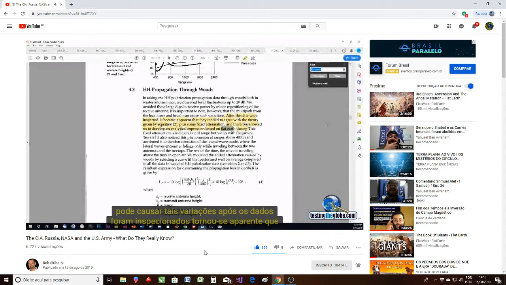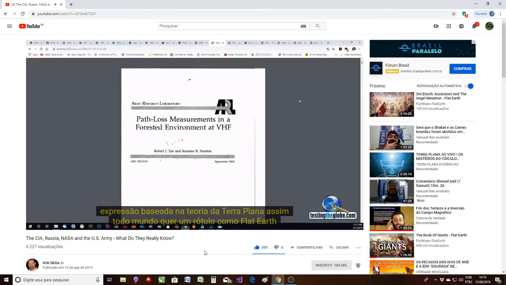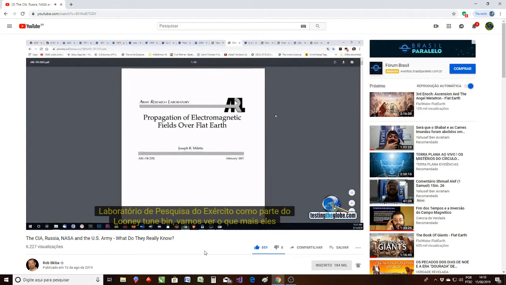After the data were inspected, it became apparent that they tended to agree with the theory given by equation 2 plus some fixed attenuation, and therefore allowed us to develop an analytical expression based on flat earth theory. I'll read that again. Therefore allowed us to develop an analytical expression based on flat earth theory. So everybody who wants to label us flat earthers crazy must have to lump in the Army Research Laboratory as part of the Looney Tune bin. Let's see what else they have to say.